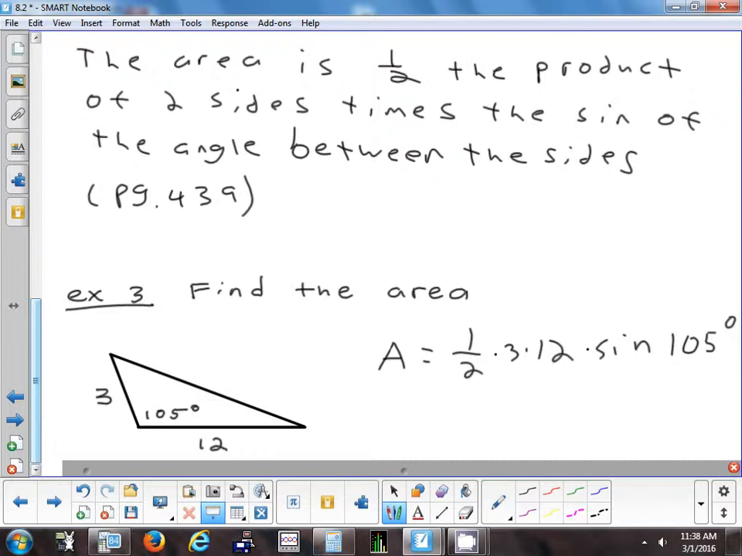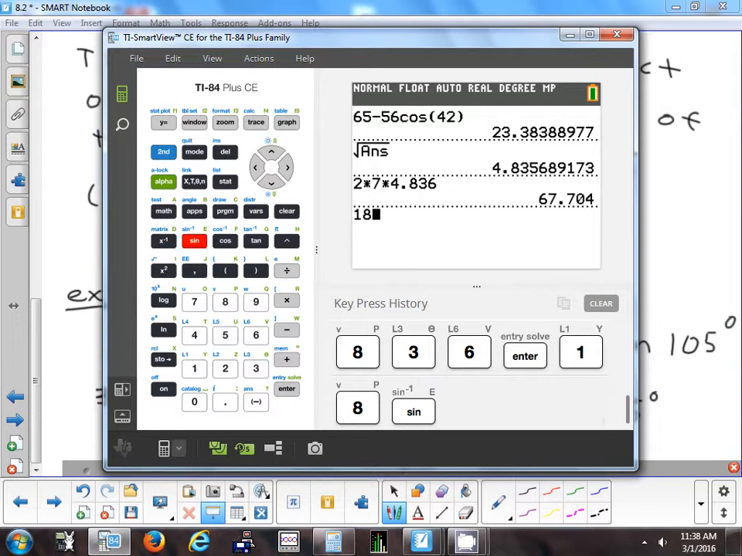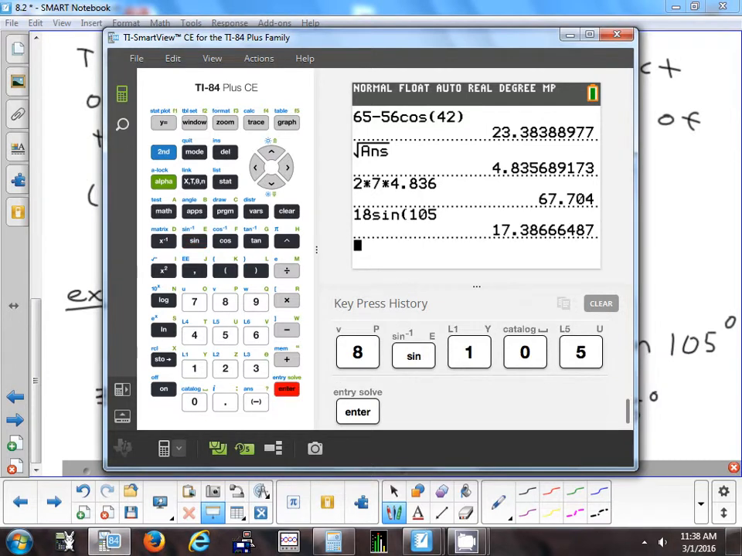Okay, what's the product of the sides? And then half of 36? 18 sine 105. 18 sine 105. Yep, 17.387.